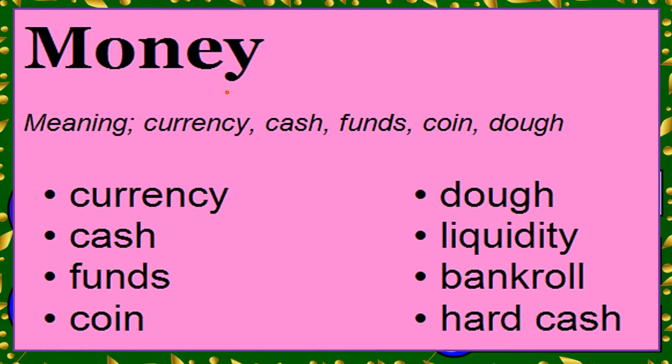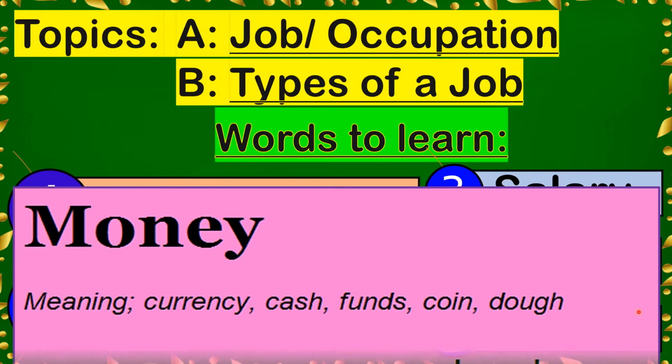Next, number four, money. Money means currency, cash, funds, coin, dough, liquidity, bankroll, hard cash. So money is the thing that we use to spend on the things that we need and the things that we want. Like, for example, when we buy food, we have to give our money in exchange to the food we get.